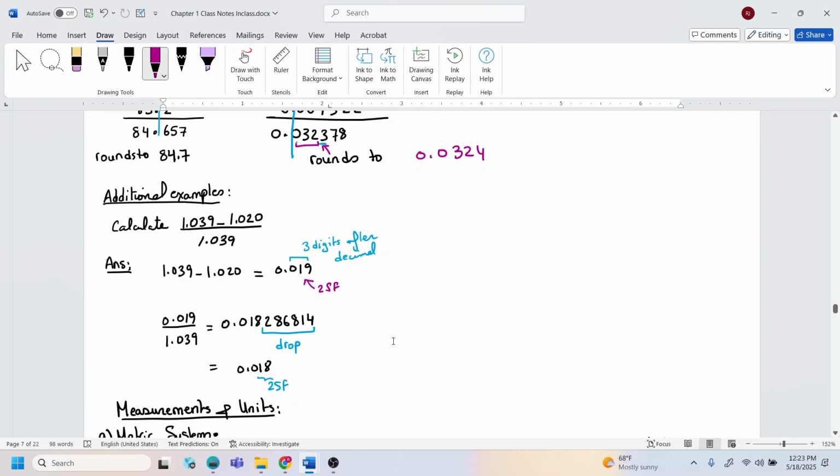There is an additional sheet on eCampus for more practice on significant figures, and it does have its solutions as well. So please go ahead and practice that. It is not a homework, it's just practice.